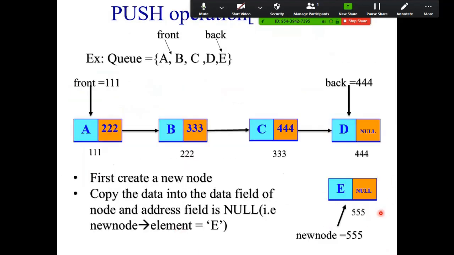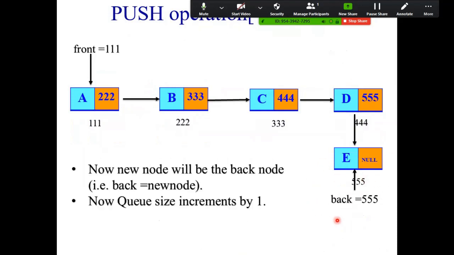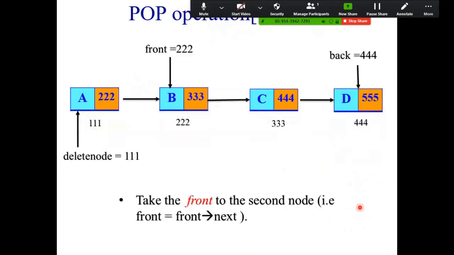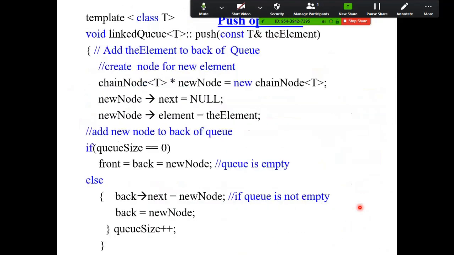So we have taken this at the back. Back of next field is equal to new node, and it is linked. Now, which is my last node? Your new node will be the last, the back node. So that is what back equals to new node means. This is how we perform it. So we're done with the push operation.